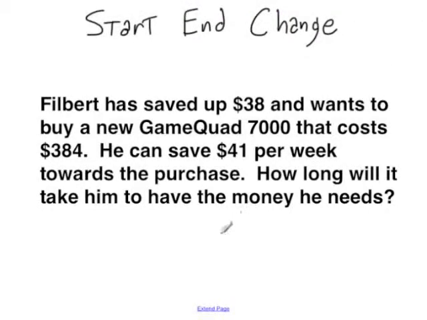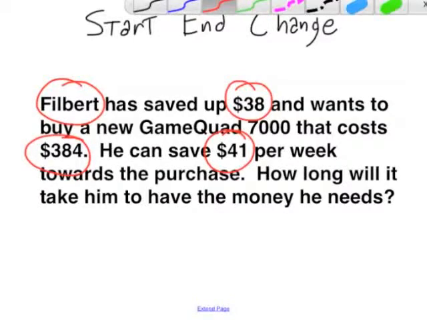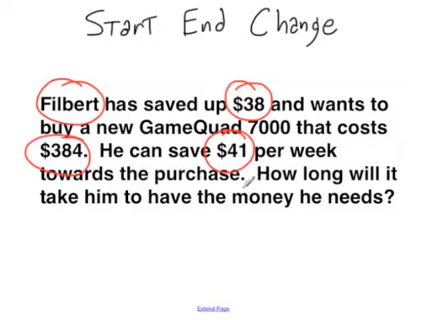So, we start off solving problems like this. We have this person, and he has so much money saved up. He's trying to buy this game quad that cost that much money, and he's saving at that rate. So we have the three things that we need to set up one of these start and change problems. We have a starting value of $38. We want to get to an ending value of $384, and we're changing at a rate of $41 per week.